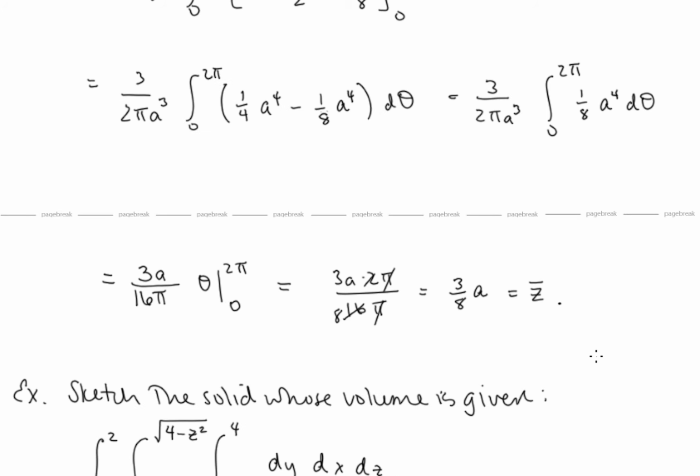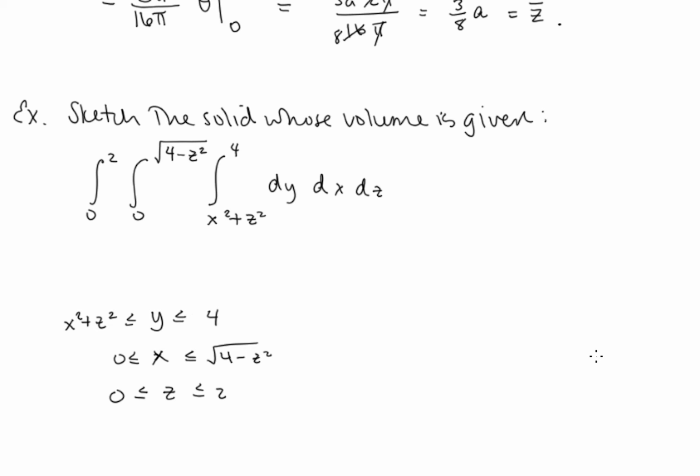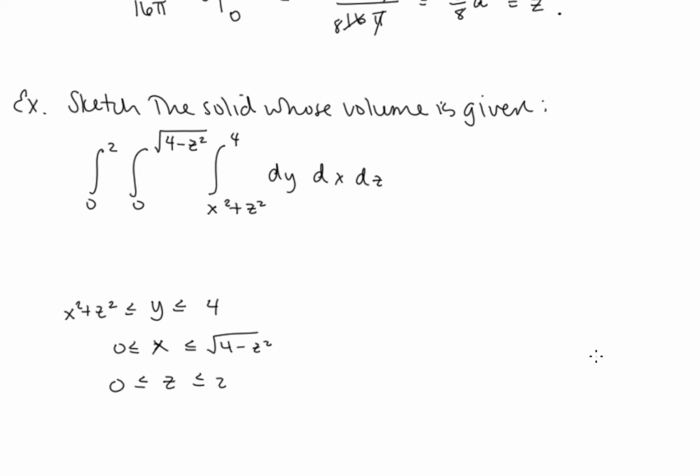Now let's take a look at an example where we want to sketch the solid whose volume is given. So here's the volume of the solid. What's the solid look like? Here we see that y goes from x squared plus z squared to 4. Then x is going from 0 to radical 4 minus z squared, and z is going from 0 to 2.